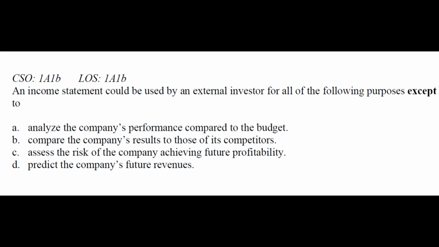B. Compare the company's results to those of its competitors. Incorrect. Investors frequently compare revenues, margins, and profits with those of competing firms to evaluate relative performance and competitive position. C. Assess the risk of the company achieving future profitability. Incorrect. Historical earnings trends and expense patterns help investors assess the sustainability and risk of future profits. D. Predict the company's future revenues. Incorrect. Past revenue growth shown in the income statement provides a basis for forecasting future sales, although predictions are subject to uncertainty.